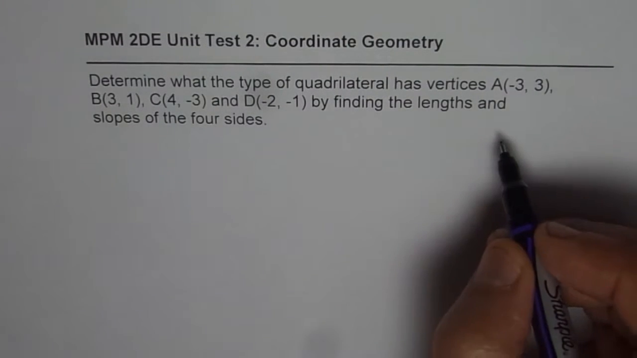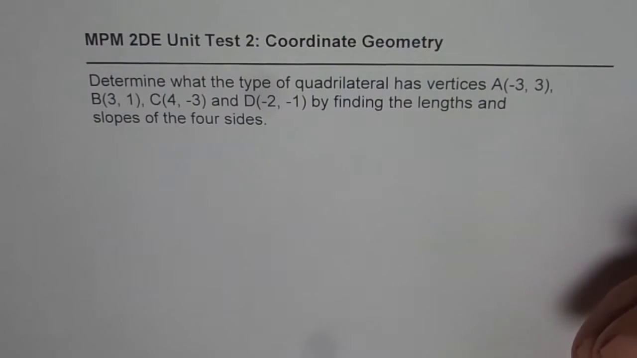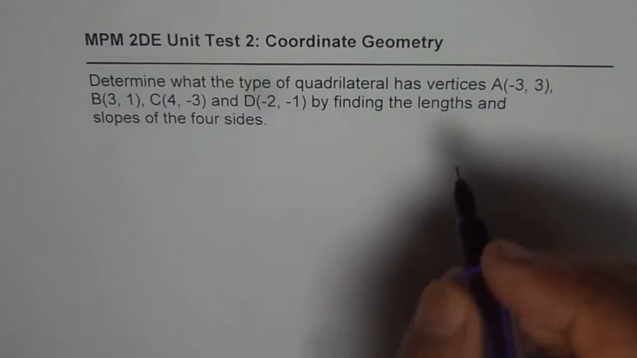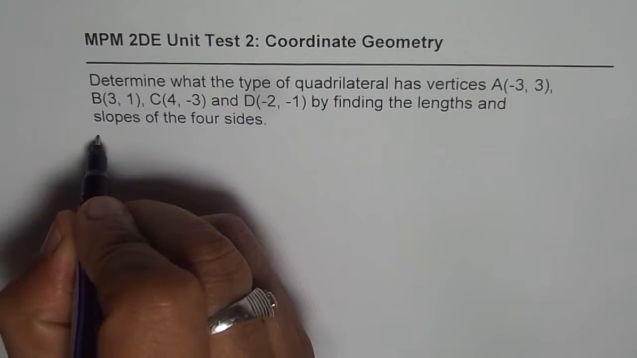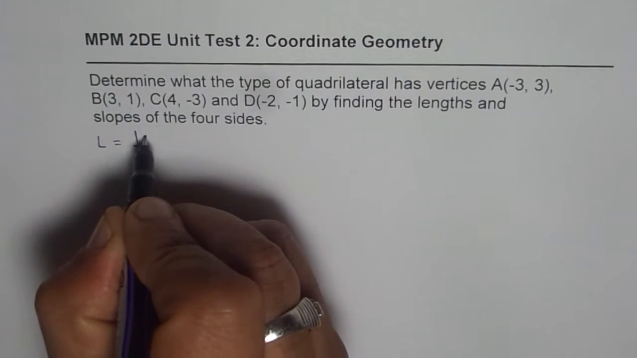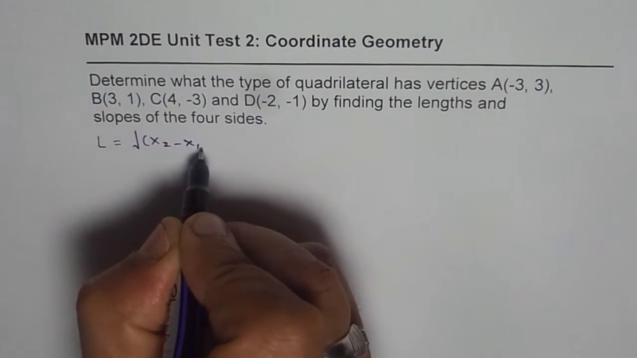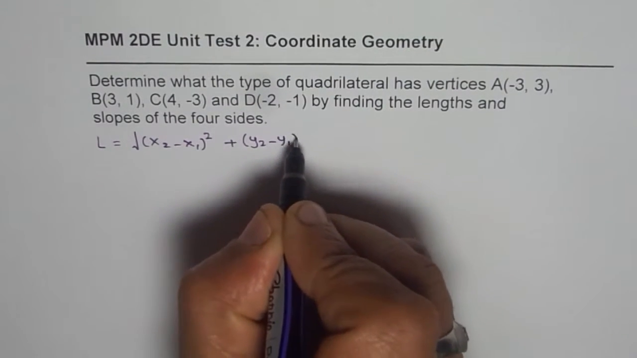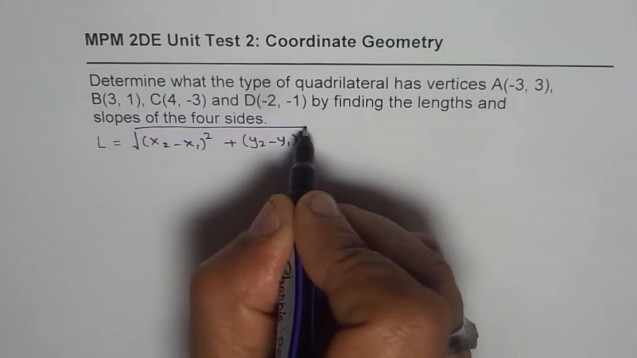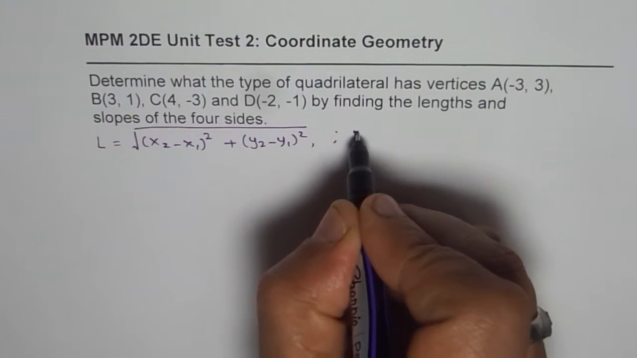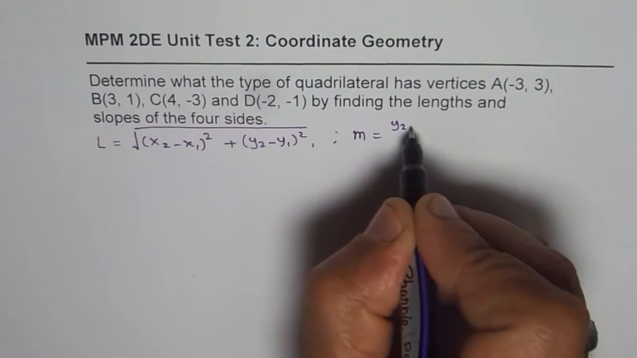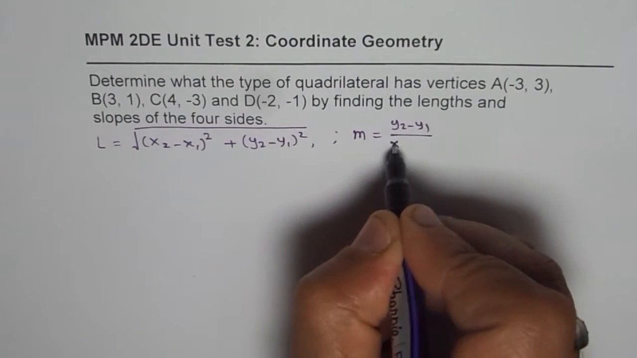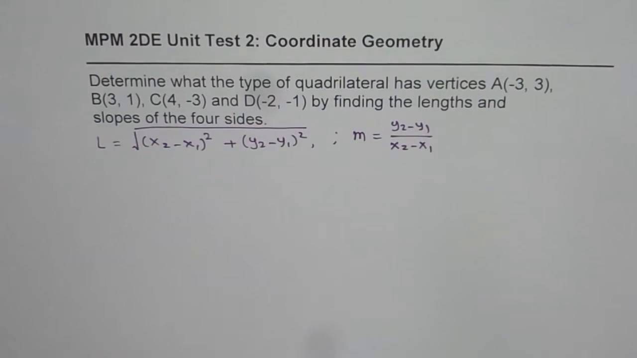Well, as you know, the method is we need to find the lengths using the formula. The length formula is, as you know, the square root of (x2 minus x1) squared plus (y2 minus y1) squared. And also we need to find the slope, and slope is (y2 minus y1) over (x2 minus x1), right?